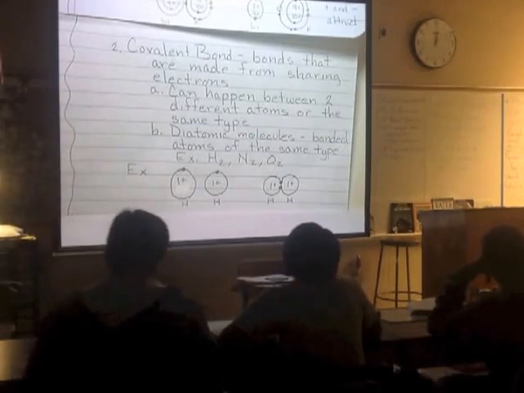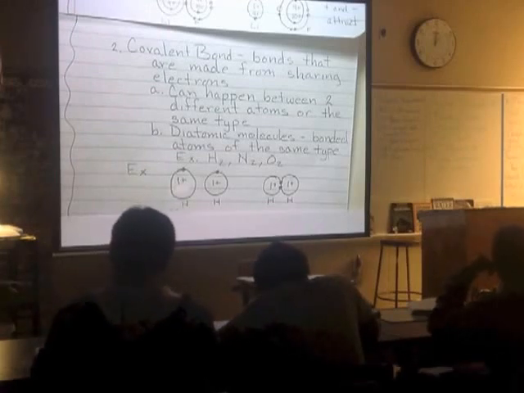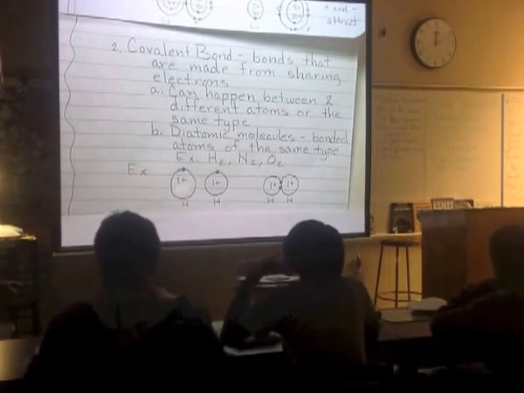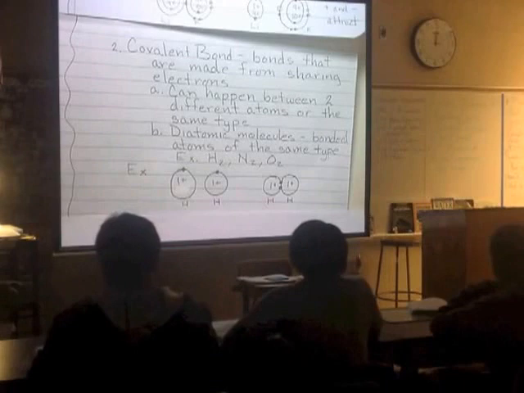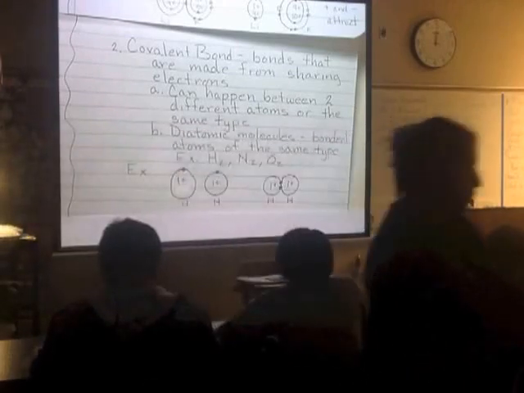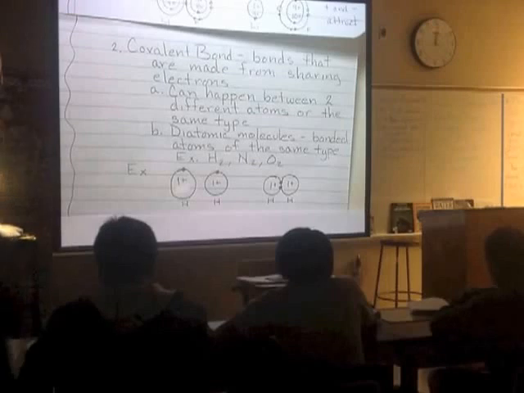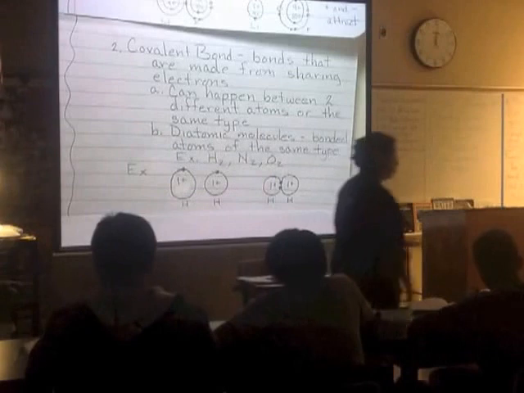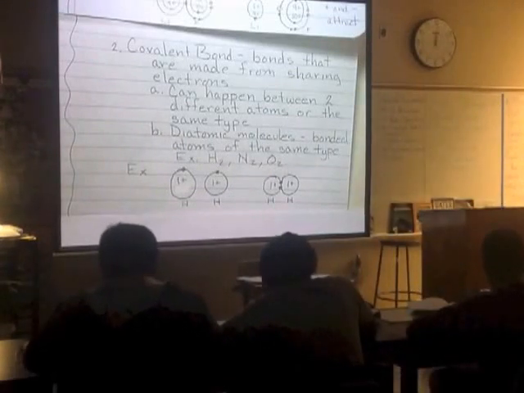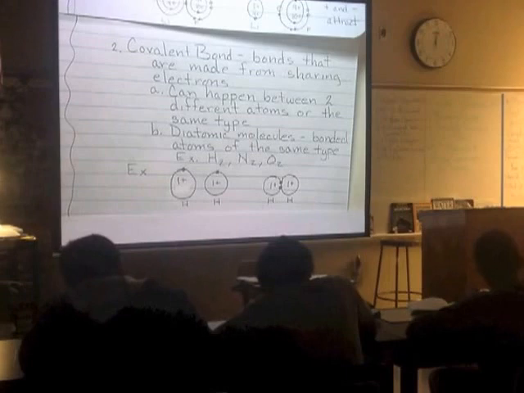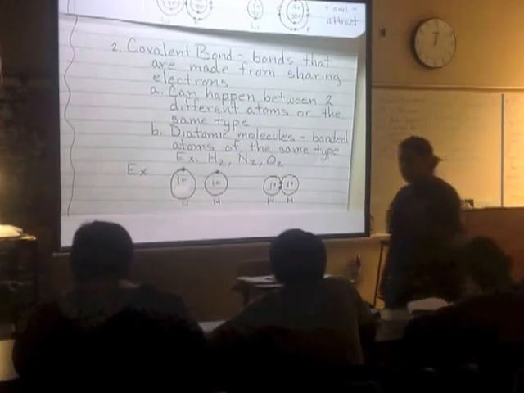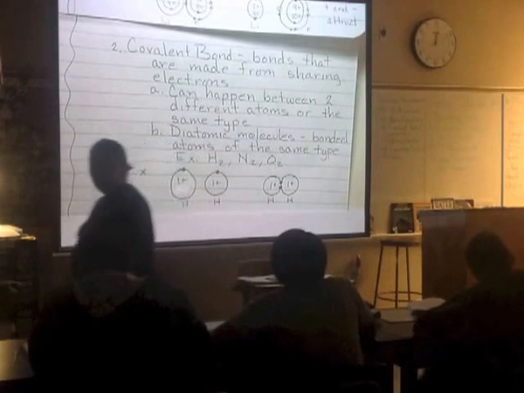Now, in covalent bonding, this can happen between two different elements or atoms, or two of the same type of element or atom. When it occurs between two of the same type, we call those diatomic molecules. So diatomic molecules are basically molecules that were formed from the bonding of two of the same type of element. Examples: H2, N2, O2. H2 is two hydrogens, N2 is two nitrogens, O2 is two oxygens.